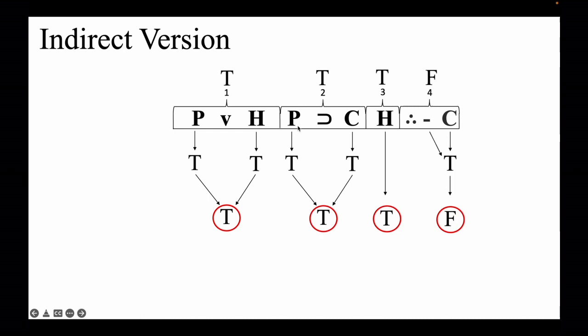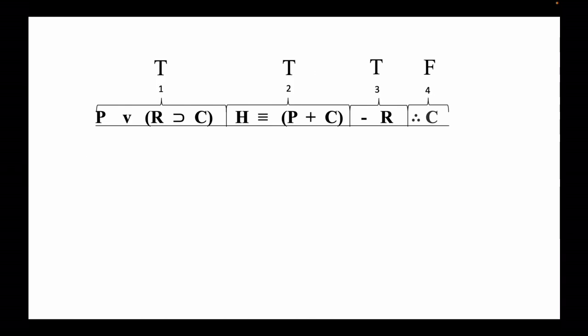So even if P is false, it doesn't change anything. The argument is still invalid. Great. Let's do yet a more complicated example.